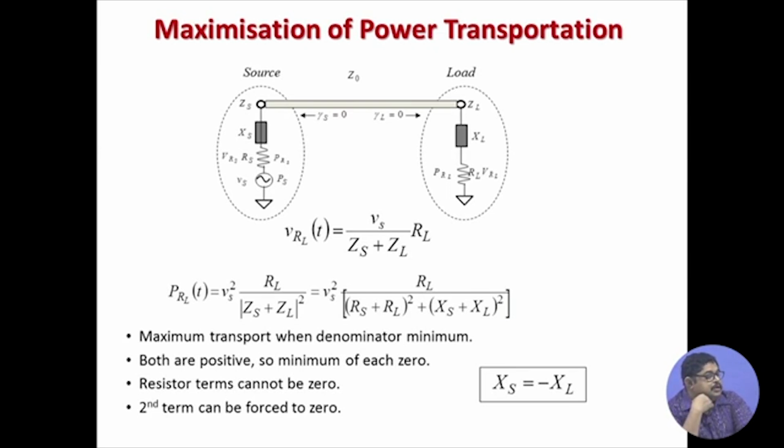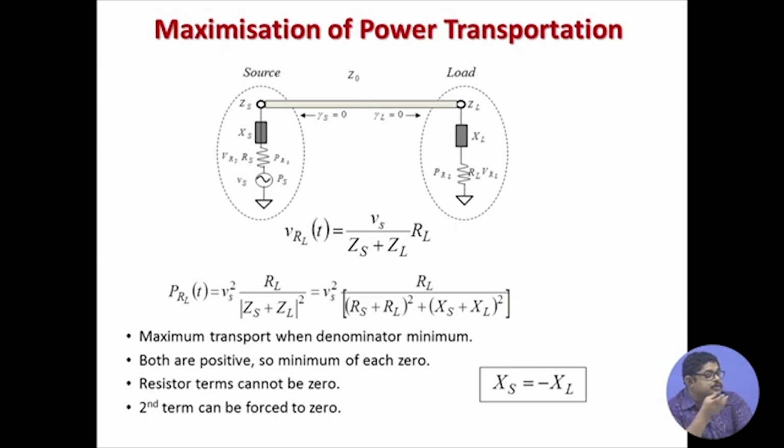So, we see that the power that is delivered to the load, or the real part of load, VRL, is actually Vs by (Zs plus Zl) into RL. From that we have found the power expression, all of this you know. Then maximum transport will occur when the PRL is maximum, that means when the denominator is minimum.